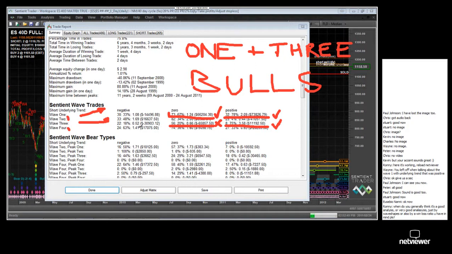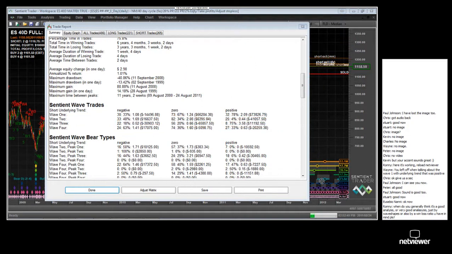Okay, the same thing can be said for wave 2 and wave 4. They are bearish waves. Therefore, you would expect them to perform well under negative underlying trend conditions. And there you can see wave 2 did, and wave 4 did. And of course now I've drawn over it, so I can't see it.